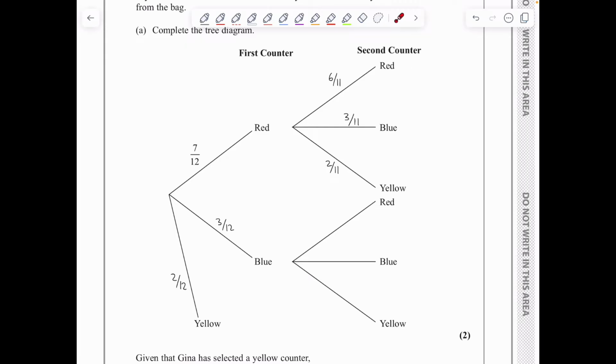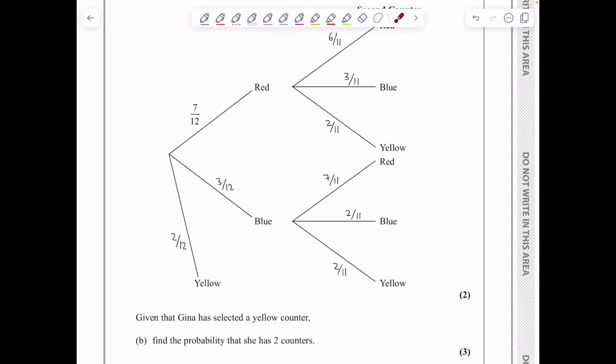However, if the first counter was blue, then I'm left with 7 red counters out of 11, 2 out of 11 being blue, and 2 out of 11 being yellow. Notice that the sum of the probabilities for each set of branches is 1, so that everything looks okay. That was part A, the tree diagram.